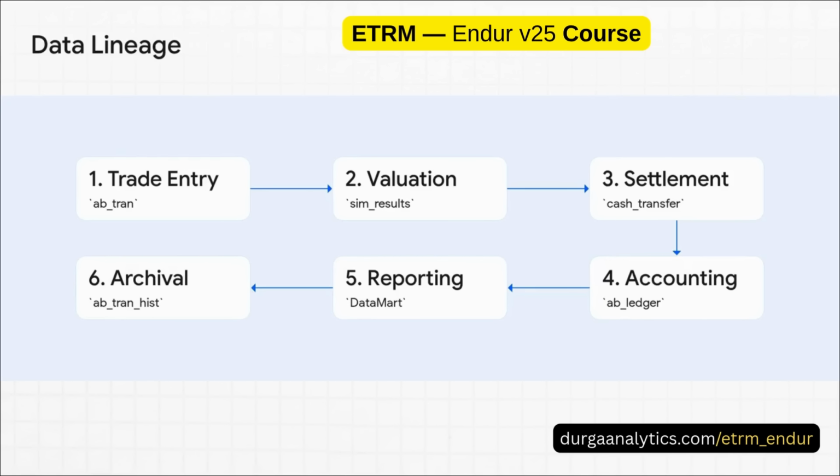Now, what's really cool about this slide is how it takes that entire complex journey and boils it down into a clear data lineage. You can literally see the data flowing from one primary table to the next, starting with ABTRAN, getting valued in SIM results, settled through cash transfer, booked in AB ledger, and so on. Each step enriches the data and creates this unbreakable, fully auditable trail from day one all the way to archival.